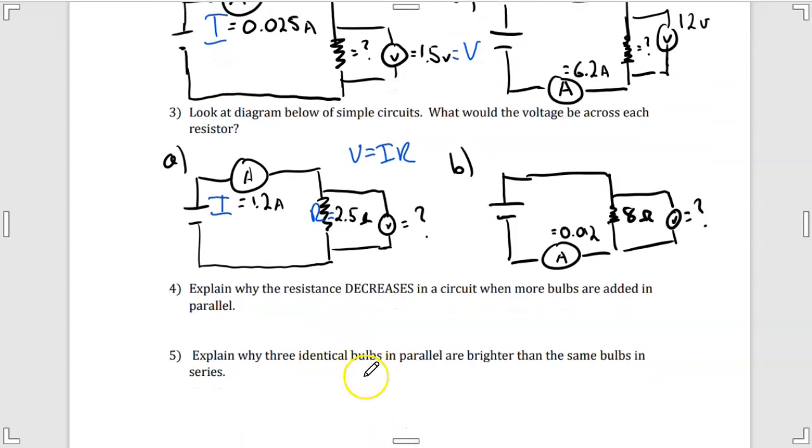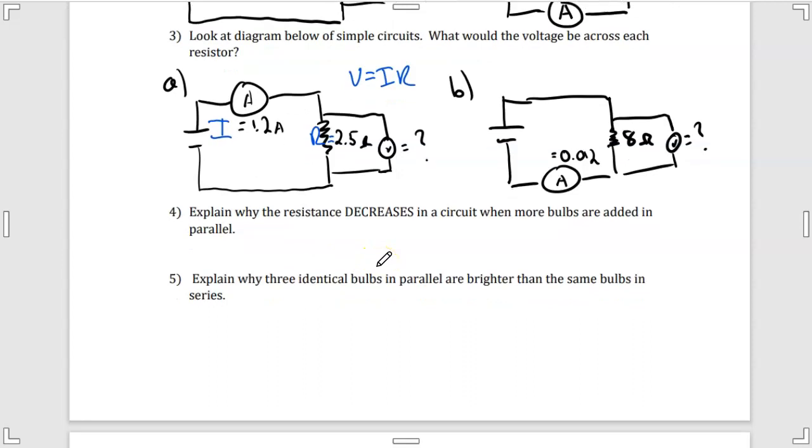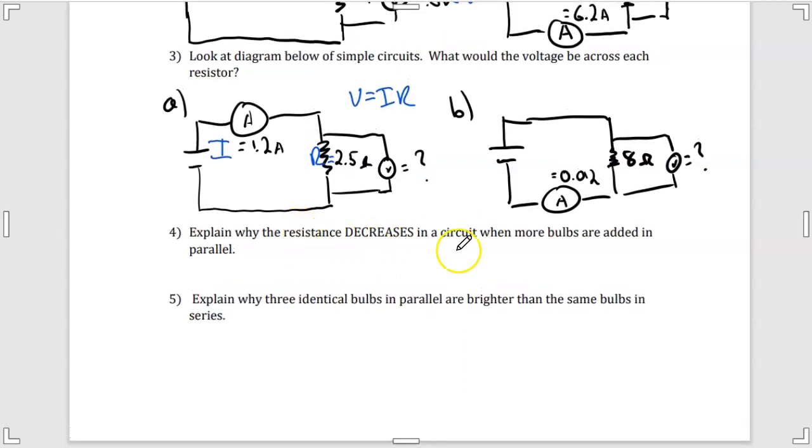Questions 4 and 5 are easy enough. We talked about it in class. Just think about your traffic when we talked about traffic. Why does resistance decrease in the circuit when more bulbs are added in parallel? You got the lanes, right?